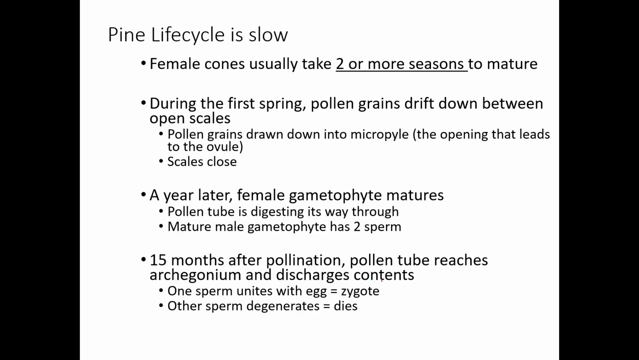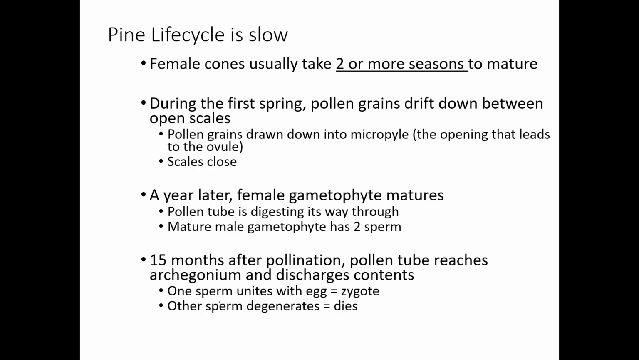So this life cycle is very slow. It takes about 2 years for the female cone to even be ready for fertilization. And when the pollen grain goes down into where the bract is, or what they call the scales, the pollen grain finds the opening to the ovule, and then it takes like a year before the female gametophyte is even completely ready. The pollen tube has started digesting its way through, and then another year or so before fertilization.